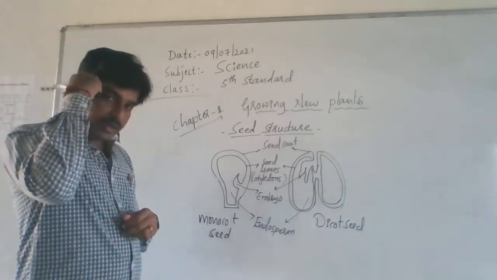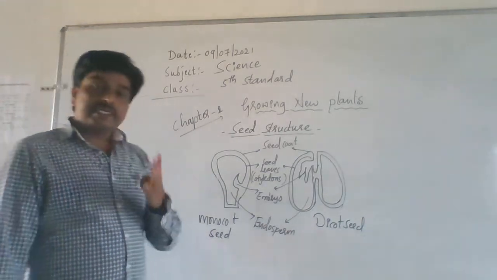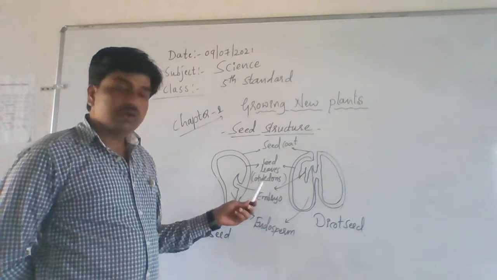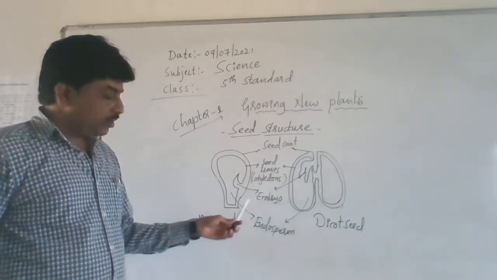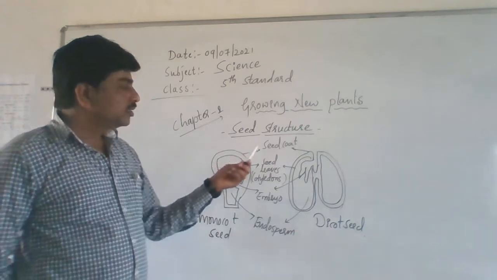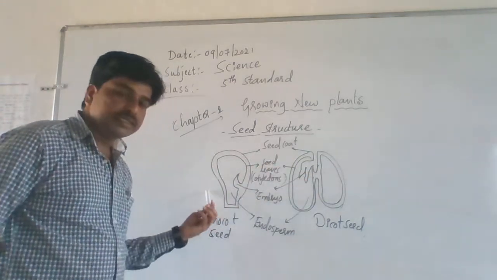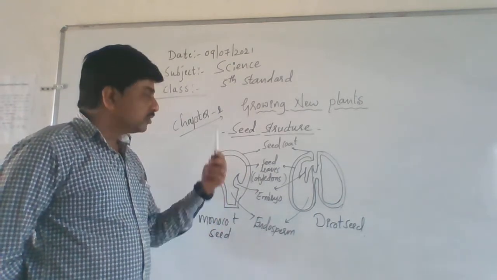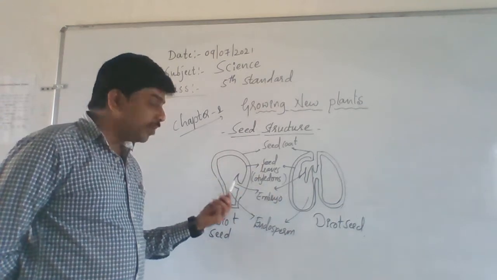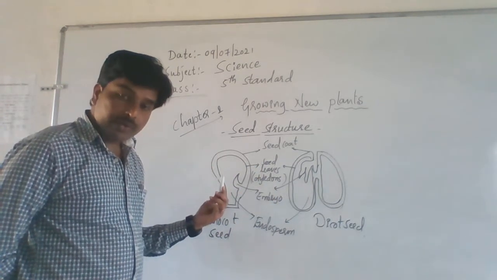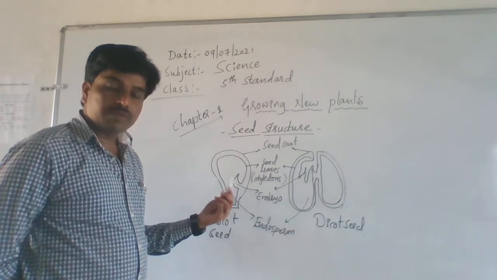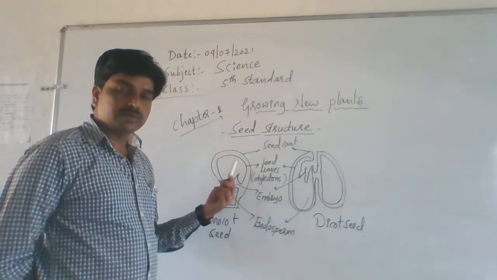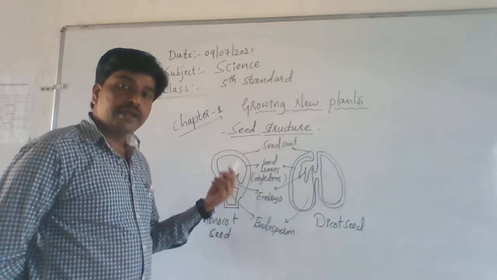I repeat it once again. A seed has basically four parts: seed coat, seed leaves, which are also called cotyledons, then embryo, then endosperm. The seed coat is the outer covering of a seed. This seed coat protects the embryo from drying and injury. This is the main function of the seed coat.